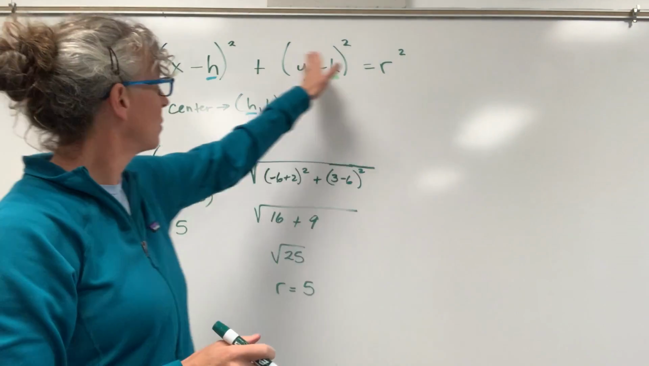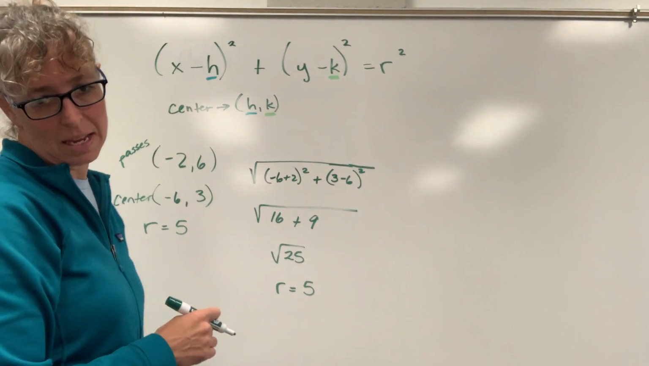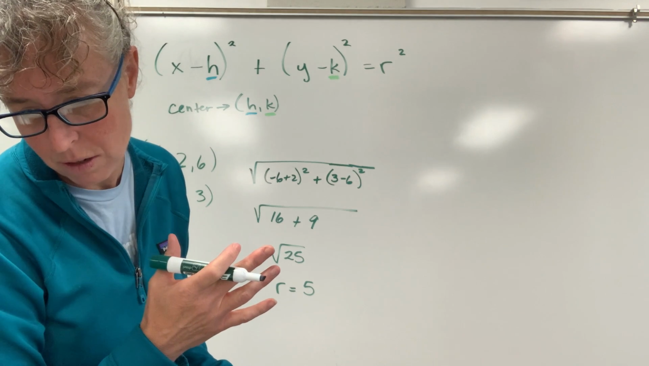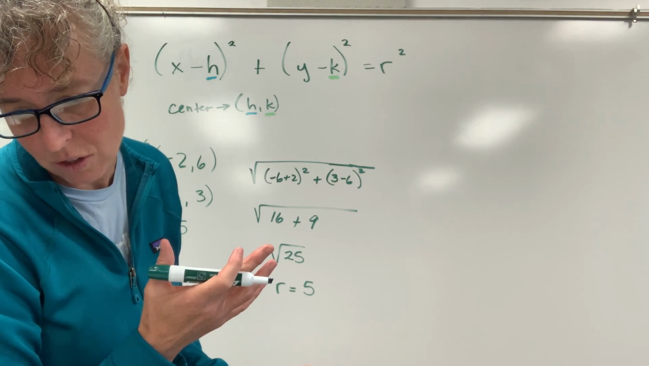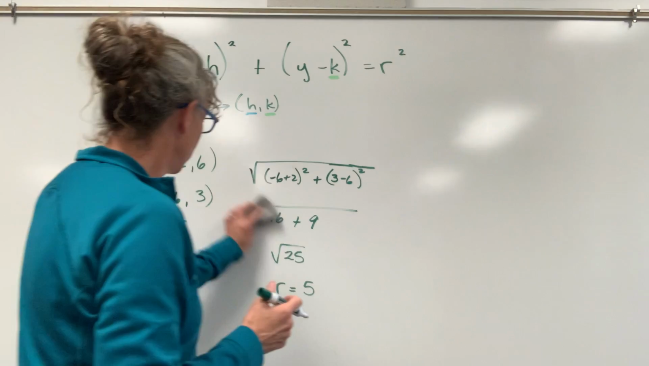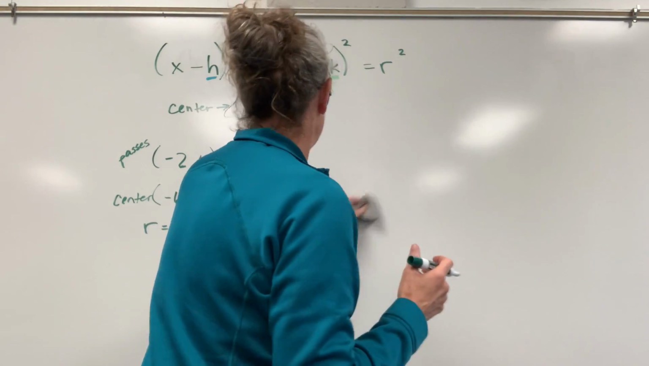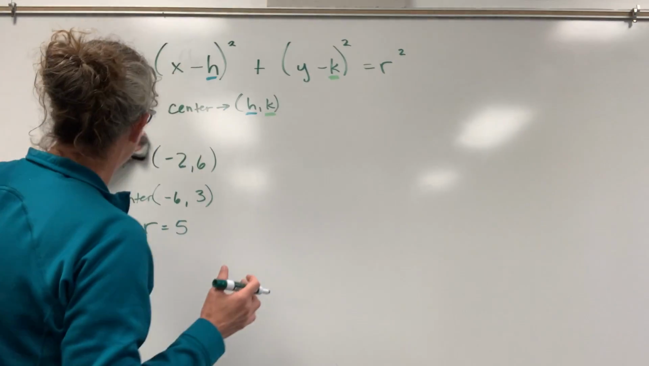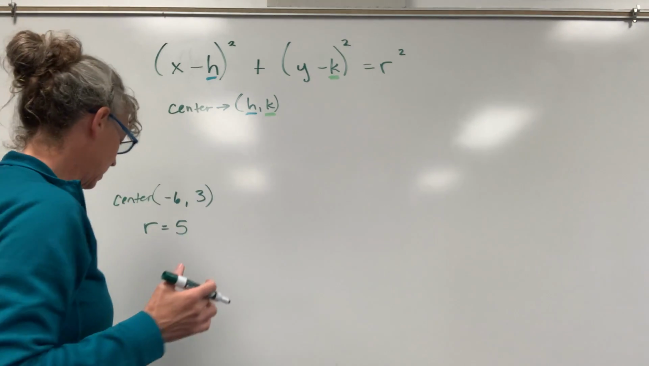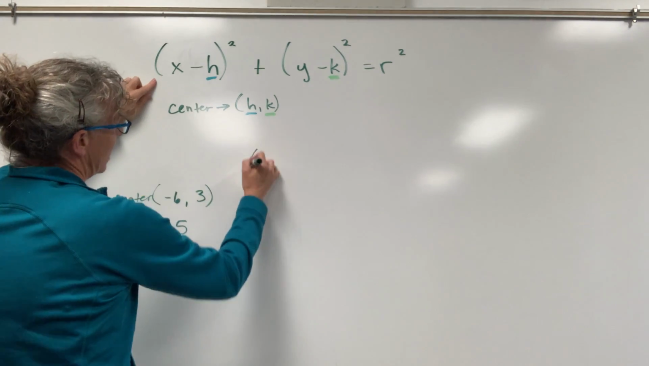Now we can plug it into our circle equation. Do they want us to write the equation of each circle? Yep, they do. Okay, so here we go. Let's do it. We're done with this point. That way you just use that to figure out the radius. So now let's do our equation.